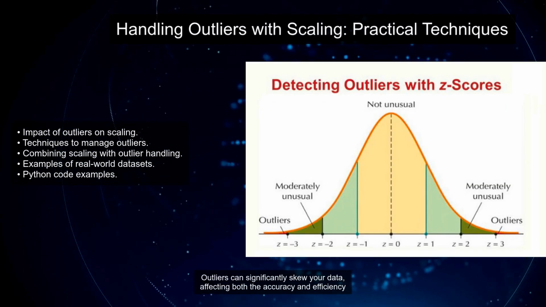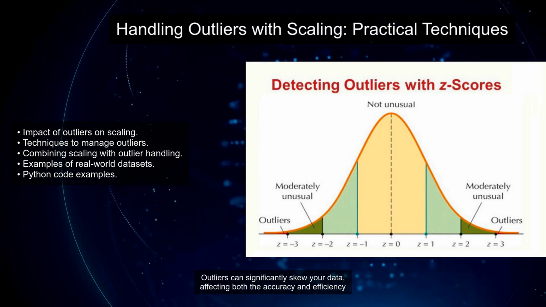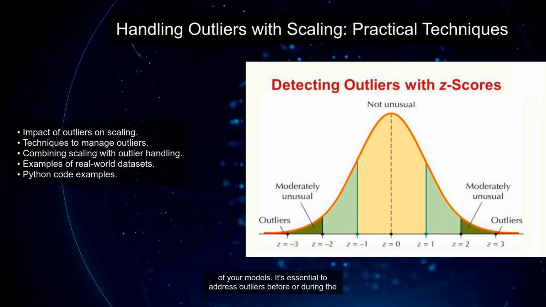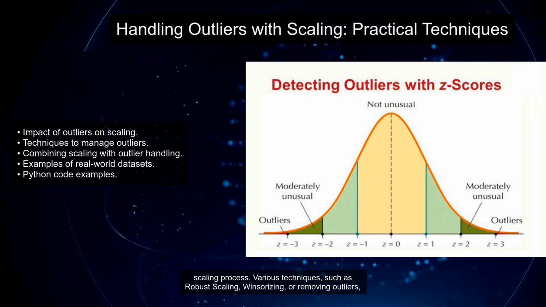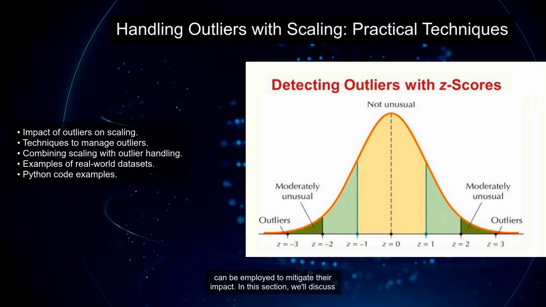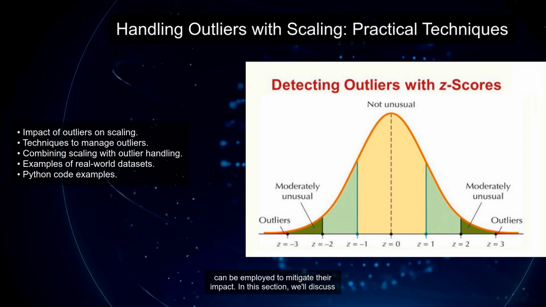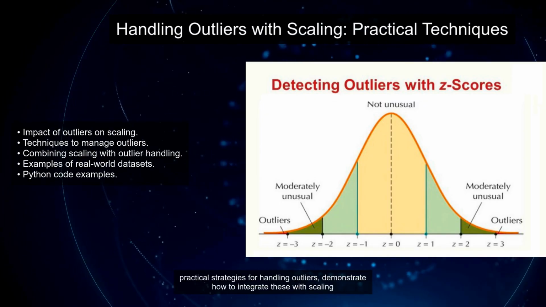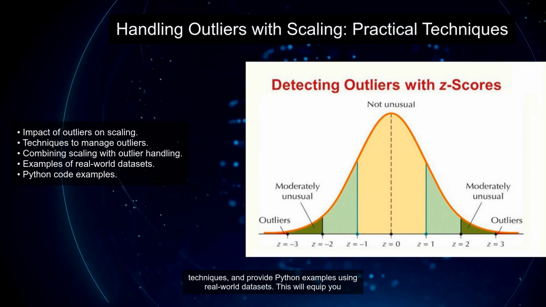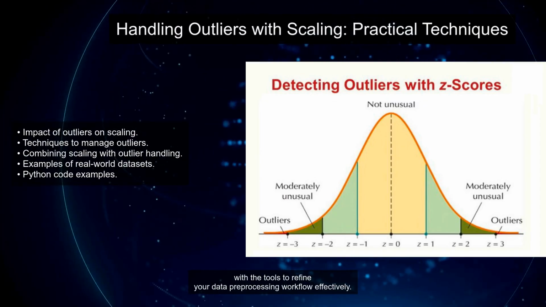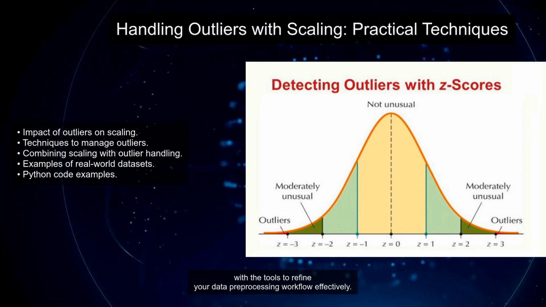Outliers can significantly skew your data, affecting both the accuracy and efficiency of your models. It's essential to address outliers before or during the scaling process. Various techniques, such as robust scaling, winsorizing, or removing outliers, can be employed to mitigate their impact. In this section, we'll discuss practical strategies for handling outliers, demonstrate how to integrate these with scaling techniques, and provide Python examples using real-world datasets. This will equip you with the tools to refine your data preprocessing workflow effectively.